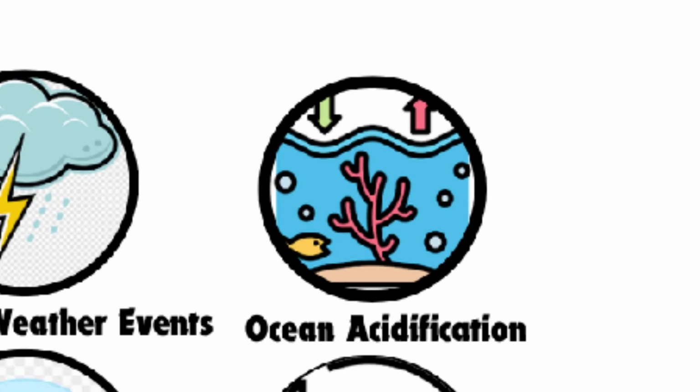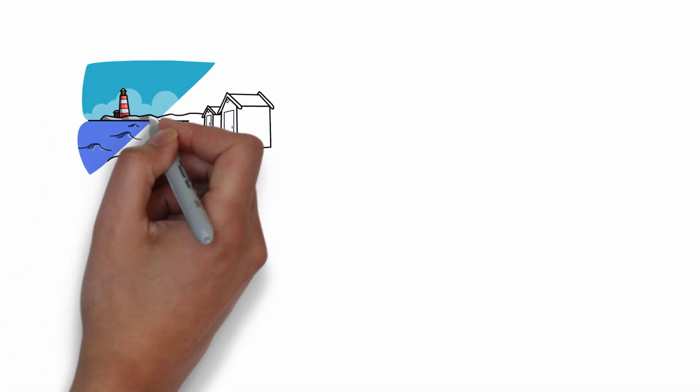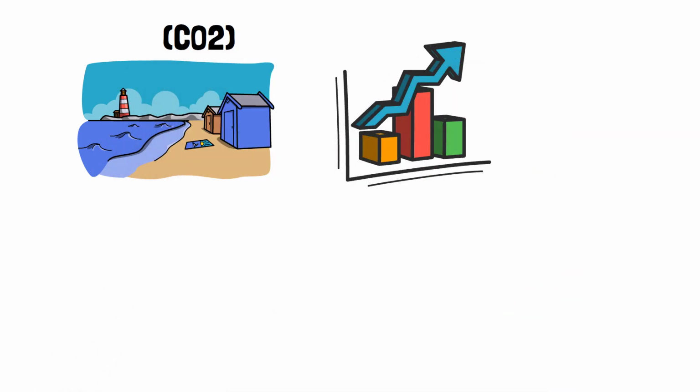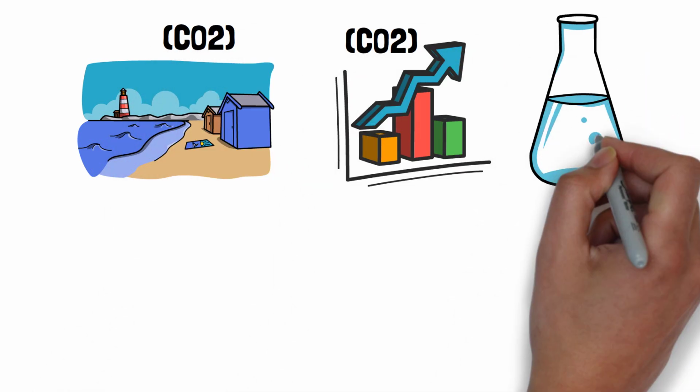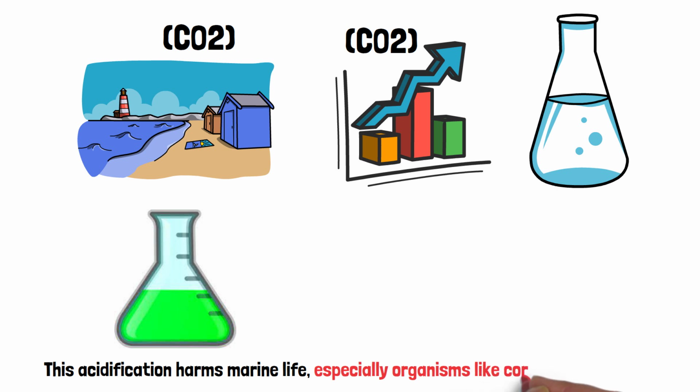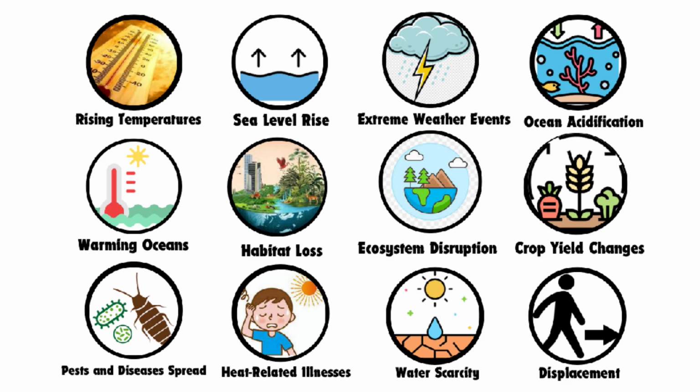4. Ocean acidification. The oceans absorb a large amount of carbon dioxide, CO2, from the atmosphere. Increased CO2 levels lead to chemical reactions in the water, making it more acidic. This acidification harms marine life, especially organisms like corals and shellfish, which struggle to build their shells and skeletons.